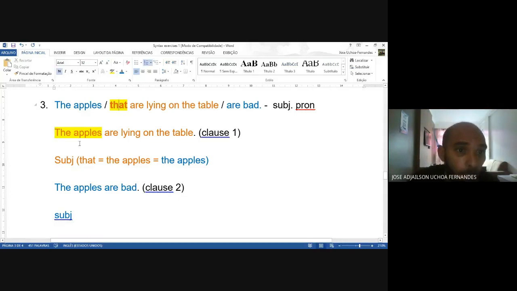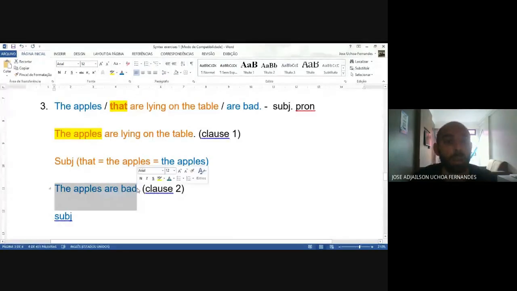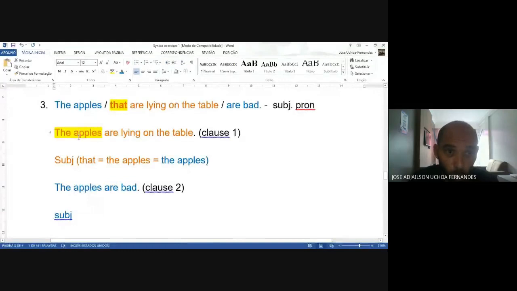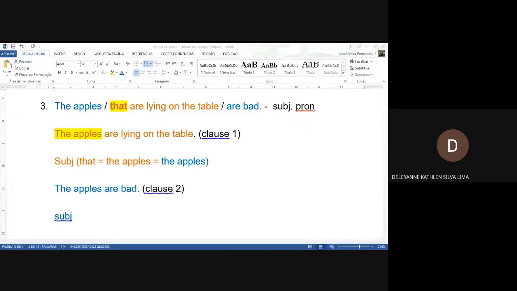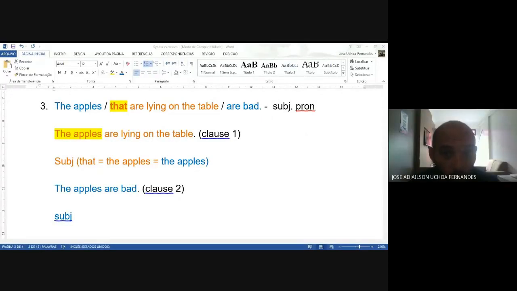The apples are lying on the table. Da onde eu concluí que that e the apples têm o mesmo referente. Só que the apples, tanto nessa oração, que era a oração subordinada, como nessa oração principal, the apples are bad, the apples é sujeito em ambas. Portanto, esse that que retoma the apples só pode ser um pronome subjetivo. Entenderam agora? Se não entenderam, eu explico de novo. A gente discute até vocês entenderem. Tá tudo bem agora, gente? Pra mim, sim. Mais alguém com dúvida?